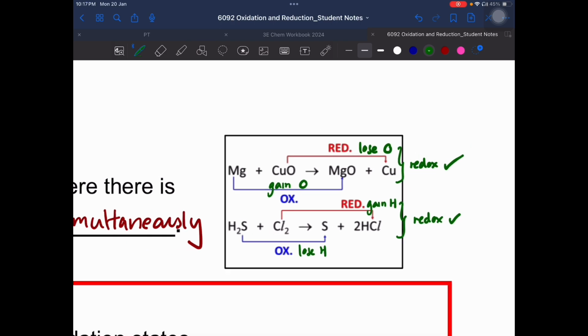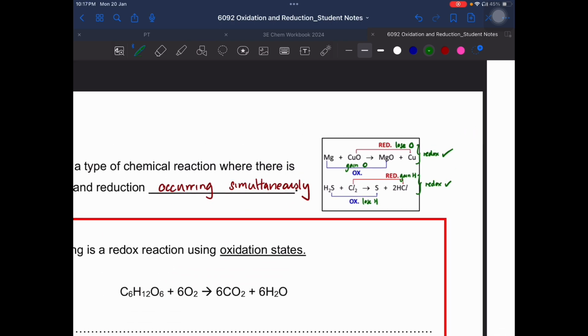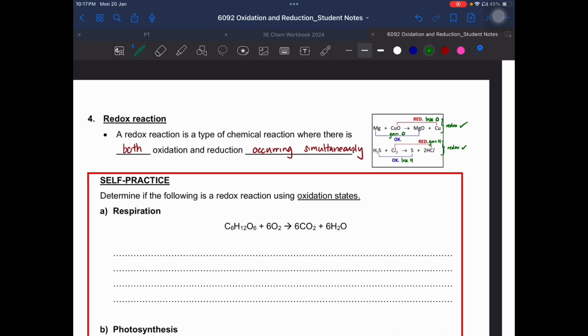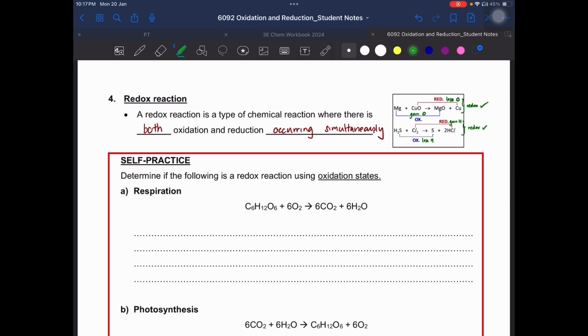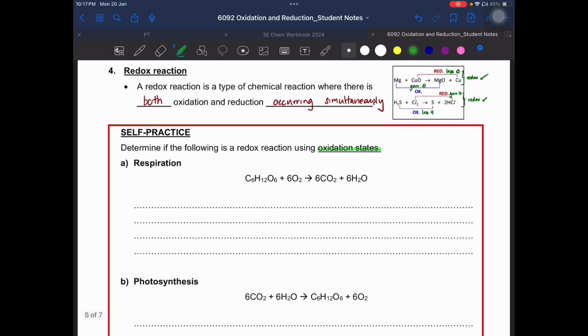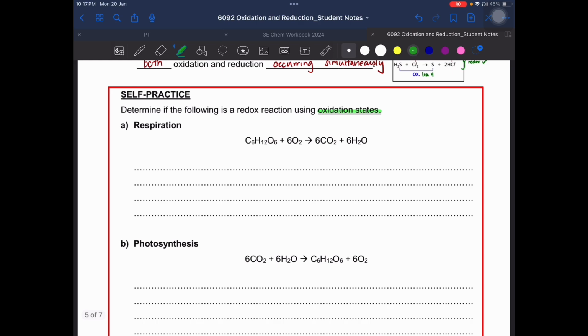So this is what we'll be doing for the bulk of this entire page, but we are going to just focus on the use of oxidation state to determine whether there is a redox reaction happening or not. So what is expected of a student whenever you are attempting a question like this?